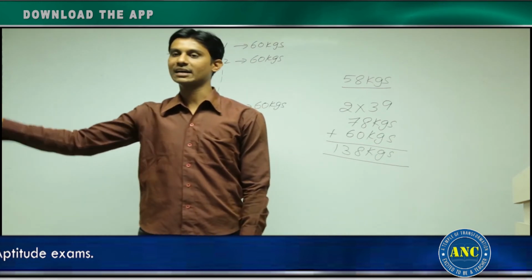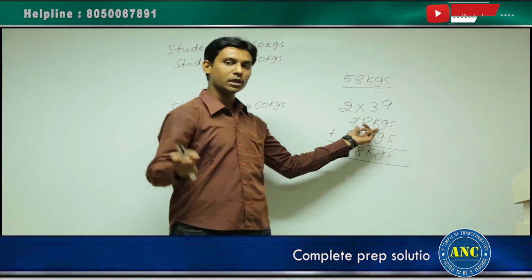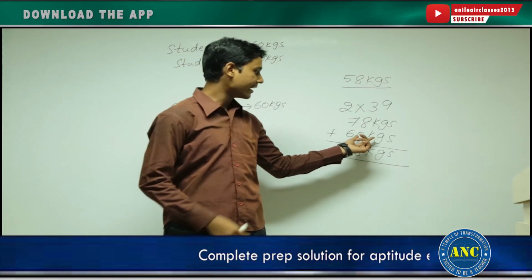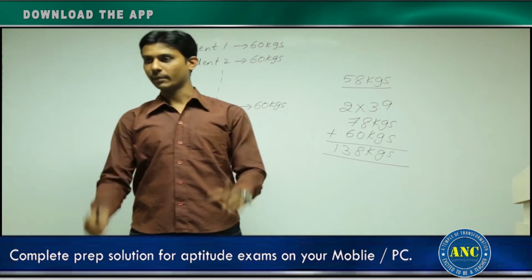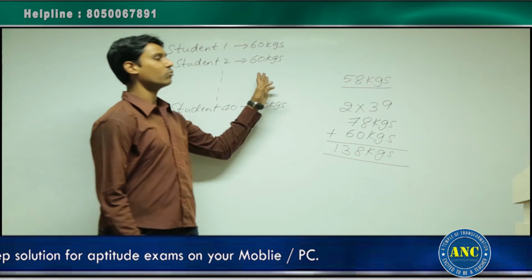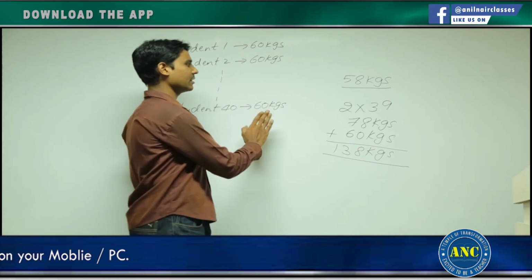When I go outside the classroom, if I count how much I have totally, I got 78 rupees from all of you 39 students, and I myself had 60 rupees. Totally I will have 138 rupees in my pocket. That is what I told in terms of weight. That is the only difference which you can find. Understanding, right? It's a very simple concept.